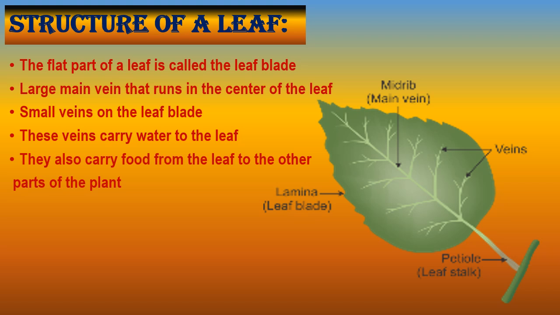They also carry food from the leaf to the other parts of the plants. As we all know, plants make their food in their leaves, and the food prepared by the leaves is transported by these veins to the other parts of the plants. So kids, all kinds of leaves have the same basic structure, that is a flat part, the leaf blade, a midrib that is running in the center of the leaf, and the small veins on the leaf blade.